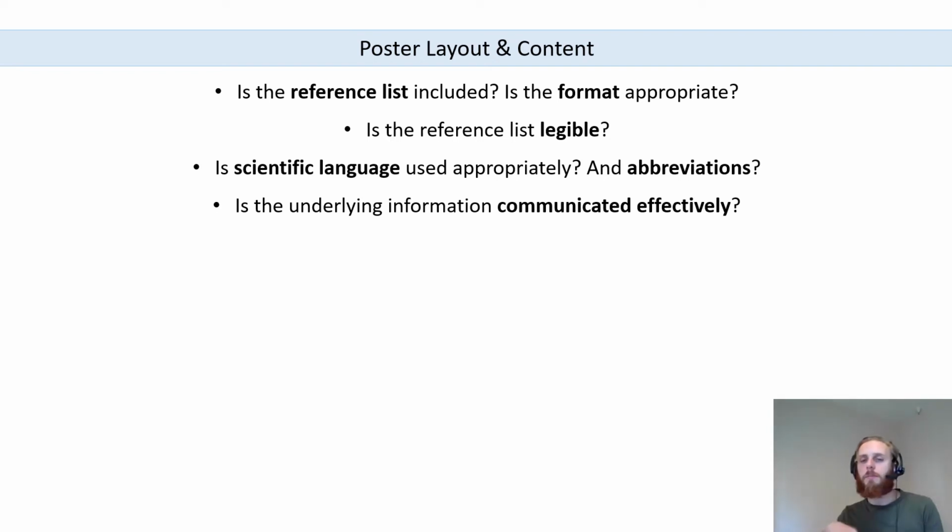Is the underlying information communicated effectively? This is really one of the most important questions, if not the most important question really. Can we understand what's on the poster? Is it communicated effectively? It doesn't matter if you have an excellent understanding of the poster. If you don't communicate that understanding, so if we're reading the content and we don't understand, if the graphs and tables aren't clear, then we can't give you marks for that because you haven't evidenced it. You need to evidence your understanding. You need to communicate your understanding, because that's the same thing really, isn't it?